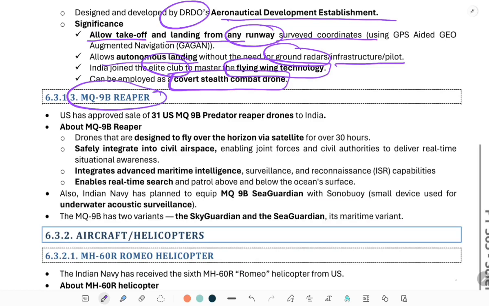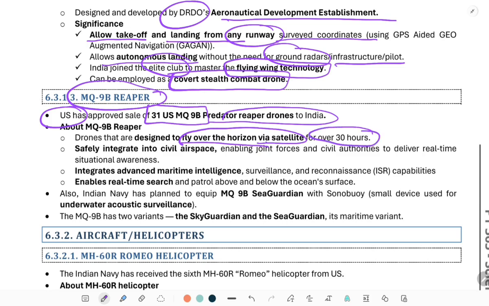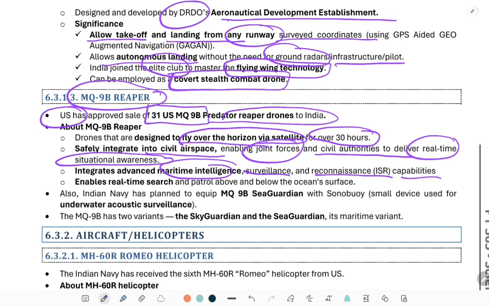MQ-9B Predator. The US has approved the sale of 31 MQ-9B Predator drones to India. These drones are designed to fly over the horizon via satellite for over 30 hours, and are safely integrated into civil airspace, enabling joint forces and civil authorities to deliver real-time situational awareness. It integrates advanced maritime intelligence, surveillance and reconnaissance capabilities, and enables real-time search and patrol above and below the ocean surface.